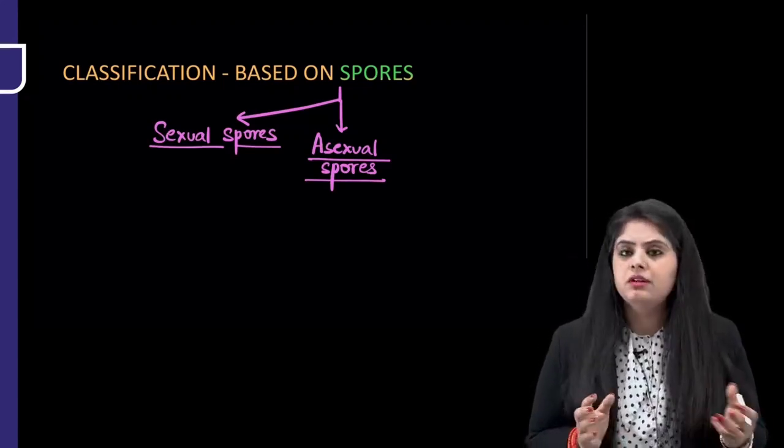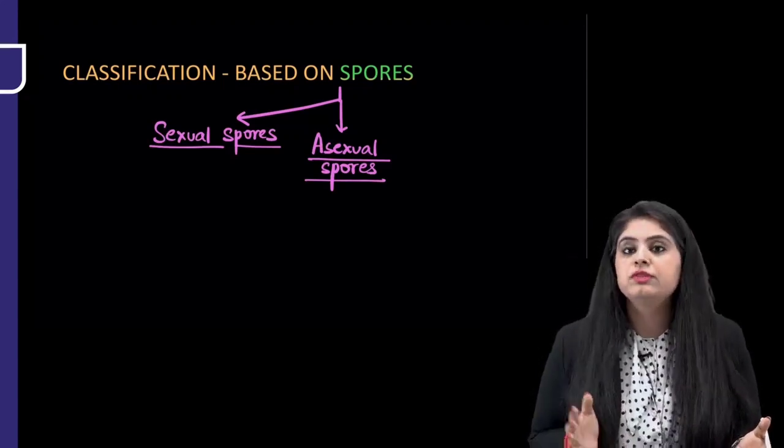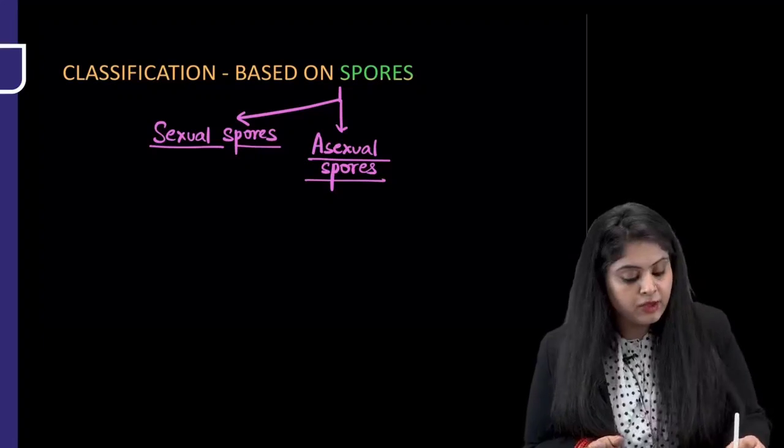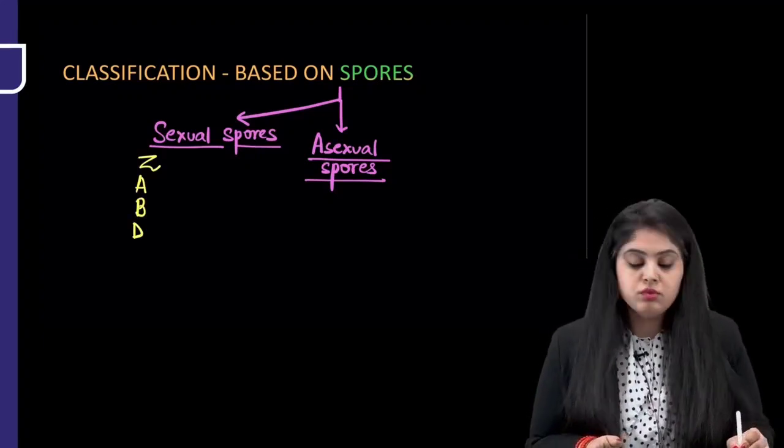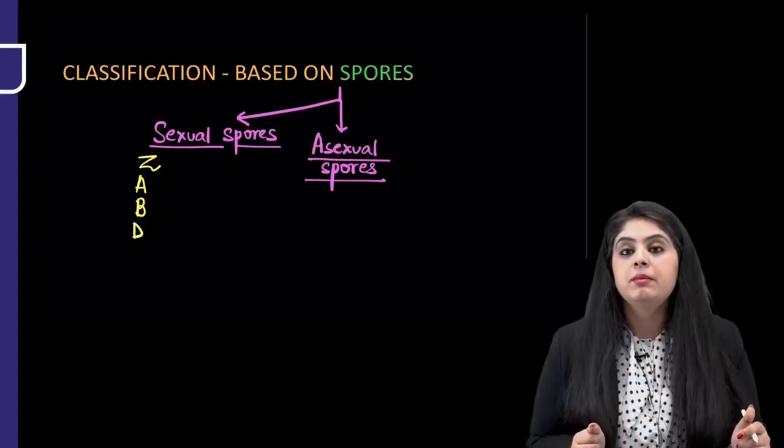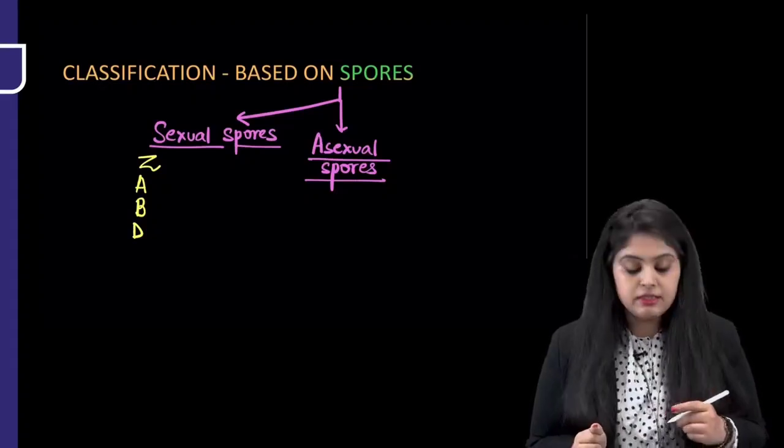Now first, learn the mnemonic of any one of them so that the other one becomes easier. So when I say sexual spores, we are going to learn ZABD, or ZAB also is good enough, and everything other than that will come under asexual variety. So how do I learn this?